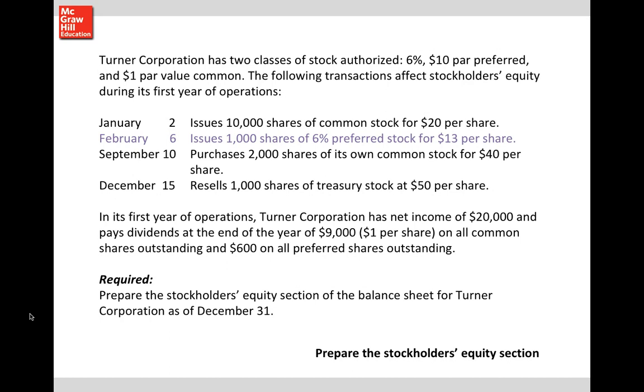In its first year of operations, Turner Corporation has a net income of $20,000 and pays dividends at the end of the year of $9,000, or $1 per share, on all common shares outstanding and $600 on all preferred shares outstanding. We're going to prepare the stockholders' equity section of the balance sheet for Turner Corporation as of December 31st.